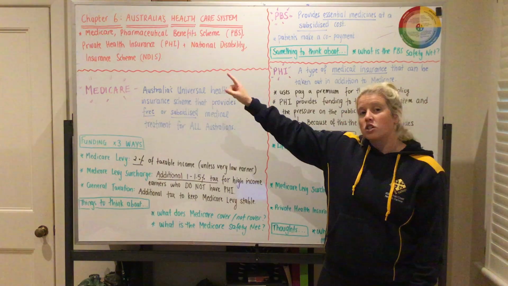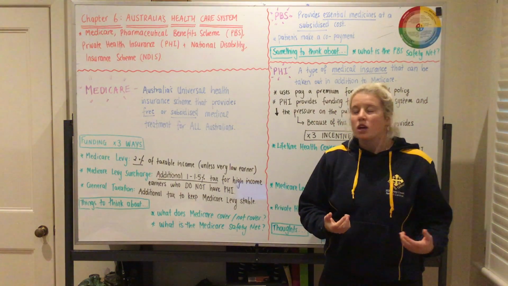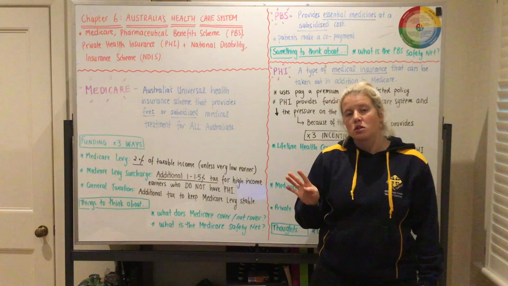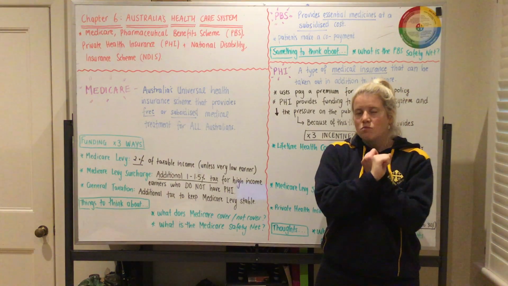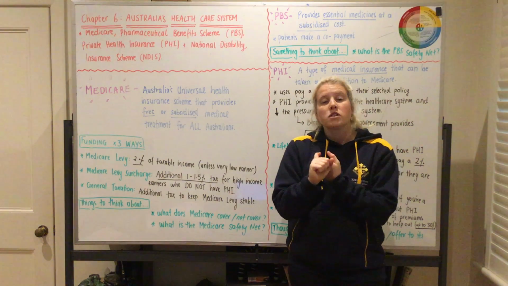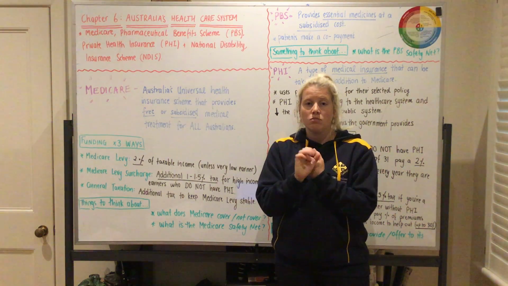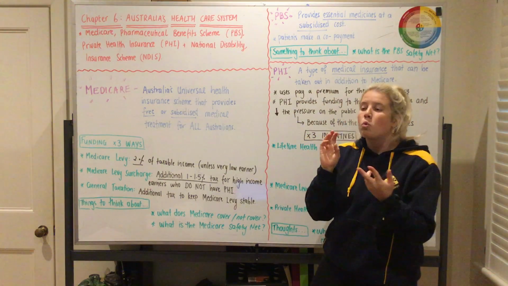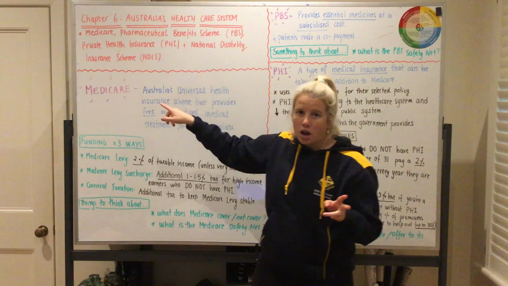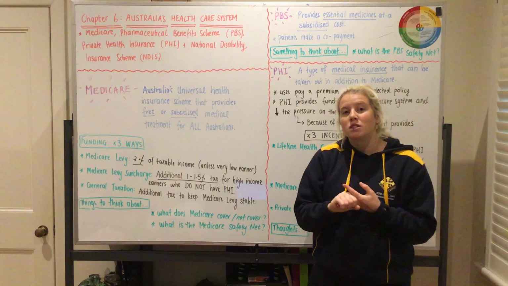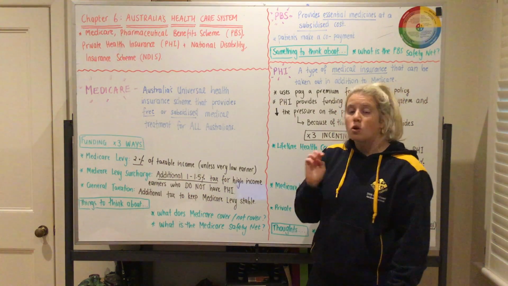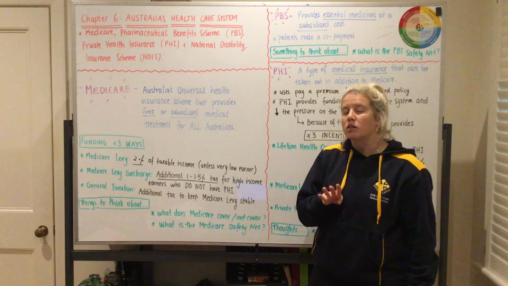We are looking at chapter 6, Australia's healthcare system. There are 4 key areas we need to be aware of. We've got Medicare, which most people are somewhat familiar with. We've got the Pharmaceutical Benefits Scheme, which looks at providing medication, also known as the PBS. We have private health insurance, which sometimes I get lazy and write as PHI. And lastly, we've got the National Disability Insurance Scheme, commonly referred to as the NDIS. They're the 4 areas that we need to know in a little bit of depth.